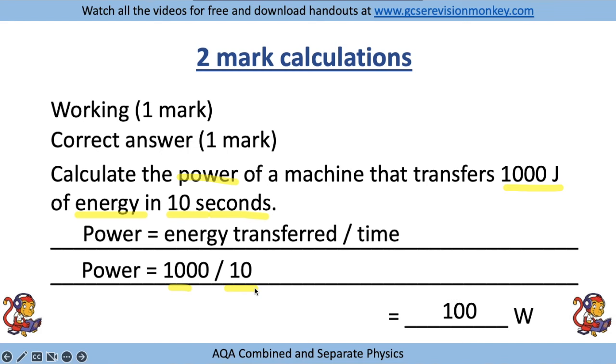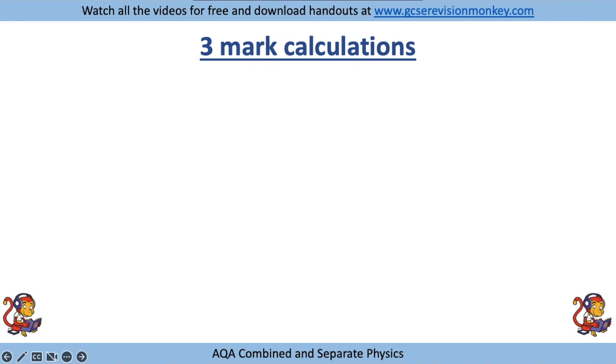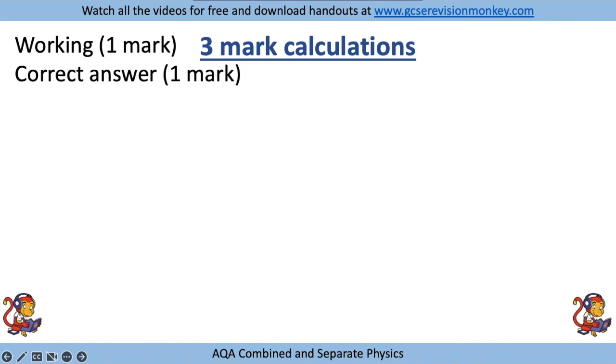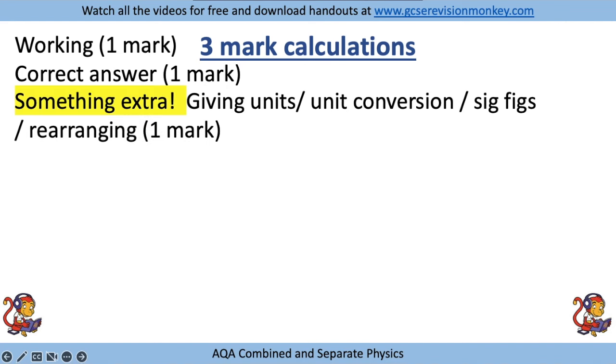If you have a look at a calculation and it is worth 3 marks, you're going to think about it like 1 mark for the working, 1 mark for the correct answer, and 1 mark for something extra. So this could be giving the units, converting the units, significant figures, or perhaps rearranging the equation. So let's have a look at an example where we have to give the units.